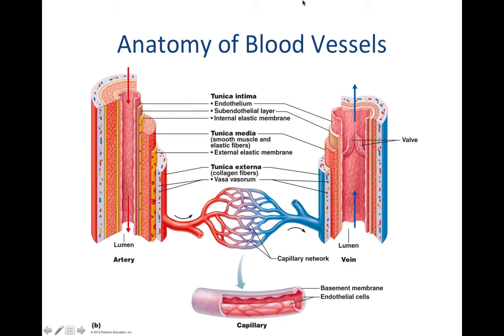You have a tunica intima or tunica interna. You have a tunica media and a tunica externa. Now, capillaries are only made of the tunica intima, but the other vessels, arteries and arterioles, veins and venules, all other types of blood vessels except for capillaries have all three layers.